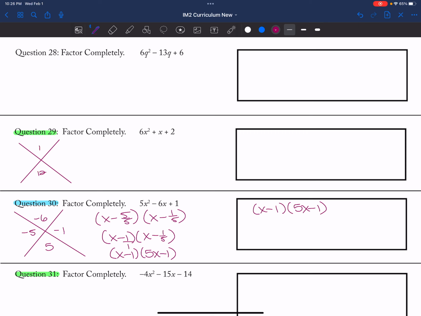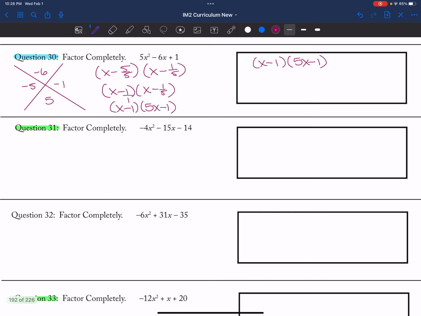Okay, so 12, sorry. 12 is 1 and 12, 2 and 6, 3 and 4. But they have to be the same sign, so that's not going to work either. That's prime too. Wow, prime. That doesn't work either. Interesting. I'm going to make everybody positive, so I'm going to factor out a negative.